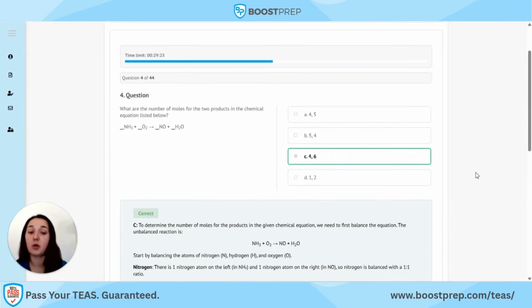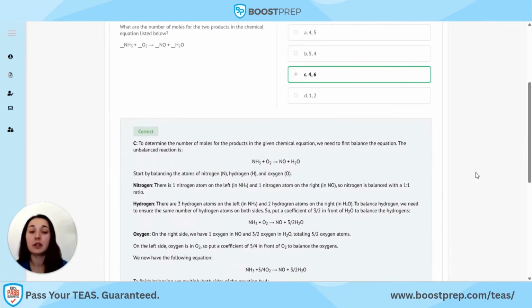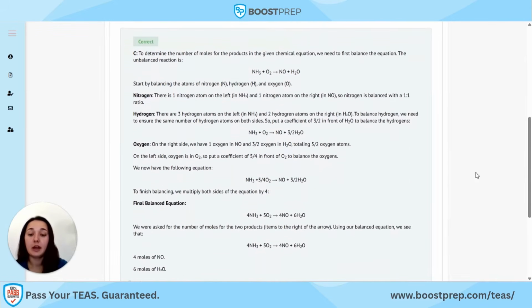The correct answer is 4 and 6. So when you're looking at this equation, on the left are the reactants and on the right are the products. You are trying to find the coefficients that go with the NO and H2O. So in this case, you need to balance both sides of the equation, and you'll see that it is 4NO plus 6H2O.